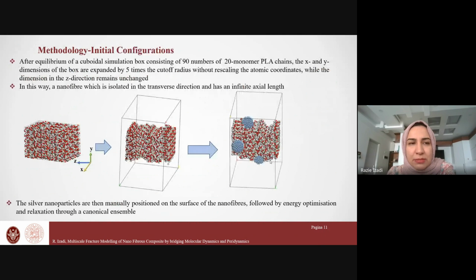Now, if we go back to the MD simulation, to construct PLA nanofibers, after equilibrium of the cuboid simulation box that you see at the left side of the page, we increase the dimension of the box 5 to 7 times the cutoff radius in the X and Y direction without rescaling atom coordinates in the Z direction. Consequently, the polymer atoms will not interact with their images in the X and Y transverse direction. In this case, without altering the periodicity of the simulation box, through a further equilibration, we obtain a nanofiber that is isolated in the lateral direction, but it has infinite length in the Z direction due to the periodicity in the Z direction.